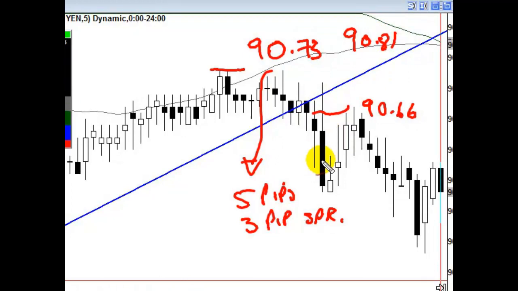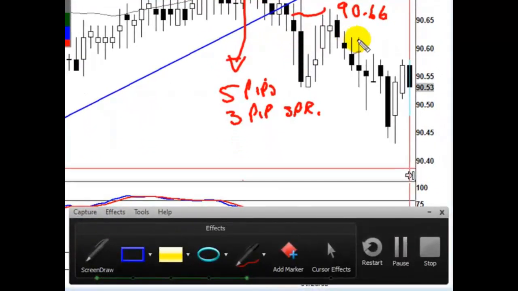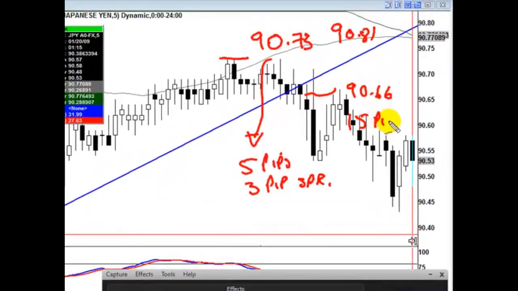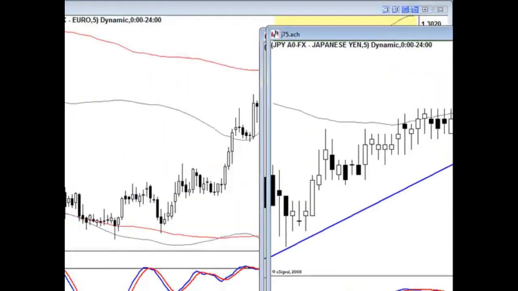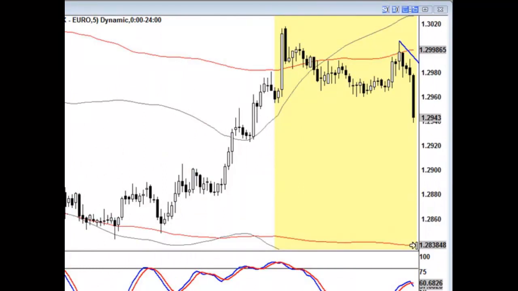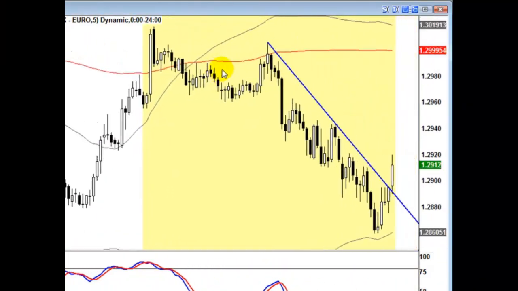Once again we've actually got a 15 pip stop loss. So you can see that very often we can get stop losses even smaller than 30 pips. Sometimes if the stop loss has to be bigger than 30 pips, let's say it's 35 pips for example, you can just round that off from 35 to 30 pips.